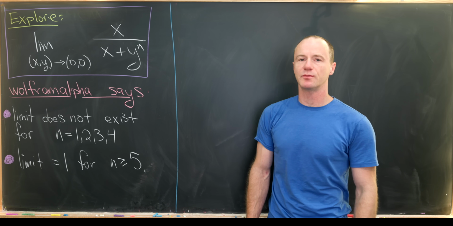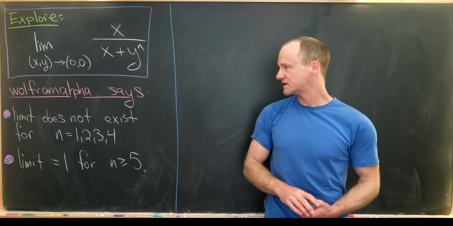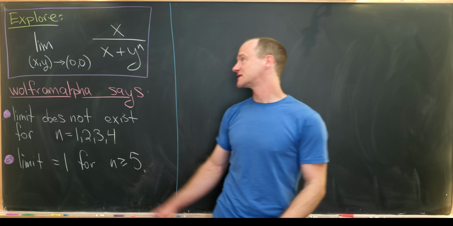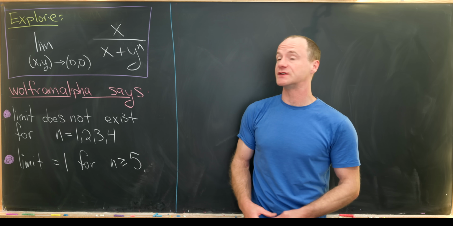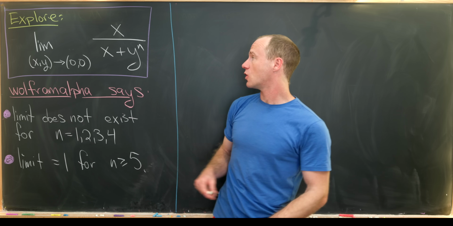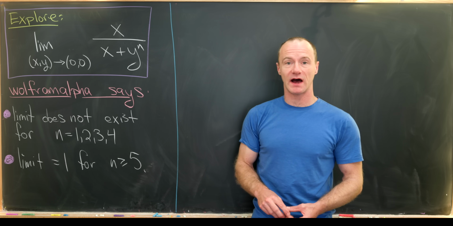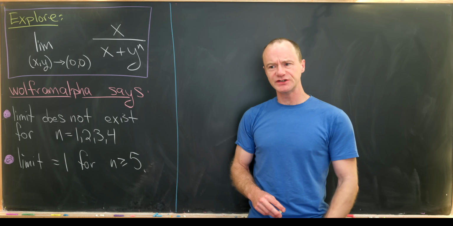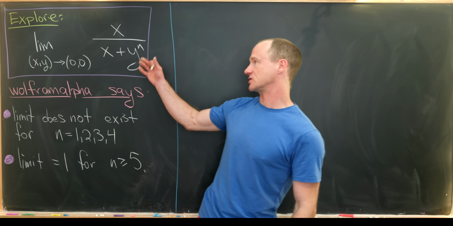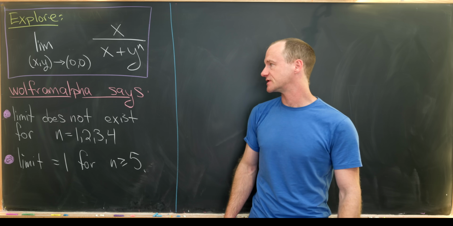Today we're going to explore a pretty interesting limit which was suggested by a viewer. And that's the limit as (x, y) goes to the origin of x over (x plus y) to the n. Maybe the interesting thing about this limit is not actually the limit itself, although that's pretty interesting.